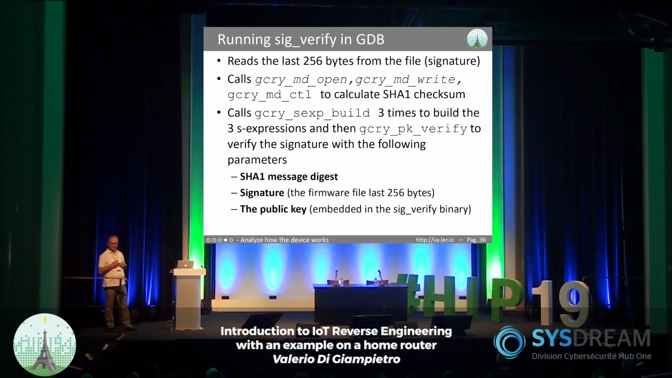The signature is the original SHA-1 message digest encrypted with the private key, and the public key is used to decrypt the signature and to see if it matches with the calculated SHA-1 message digest. If it does, it returns OK. Otherwise, it returns an error.